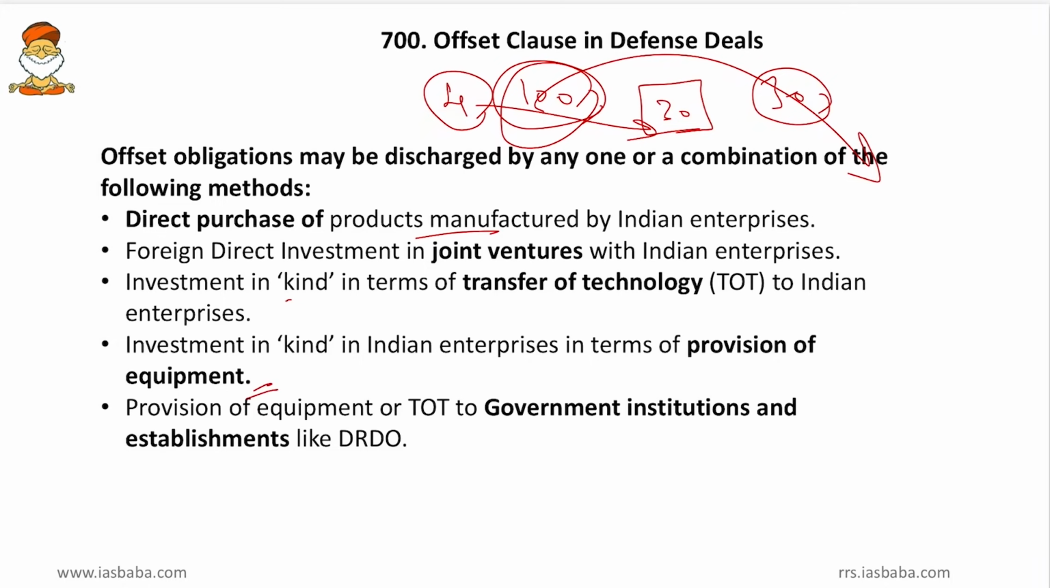So here the Rafale company will be giving the equipment, and the defense manufacturers in India have to produce one Rafale jet on their own. Then provision of equipment or the transfer of technology to government institutions and establishments like the DRDO. So friends, that company can also transfer the technology to government defense manufacturing institutions or the government R&D institutions in defense. So these are various ways in which the offset clause can be fulfilled. So this is all about offset clause in defense deals.